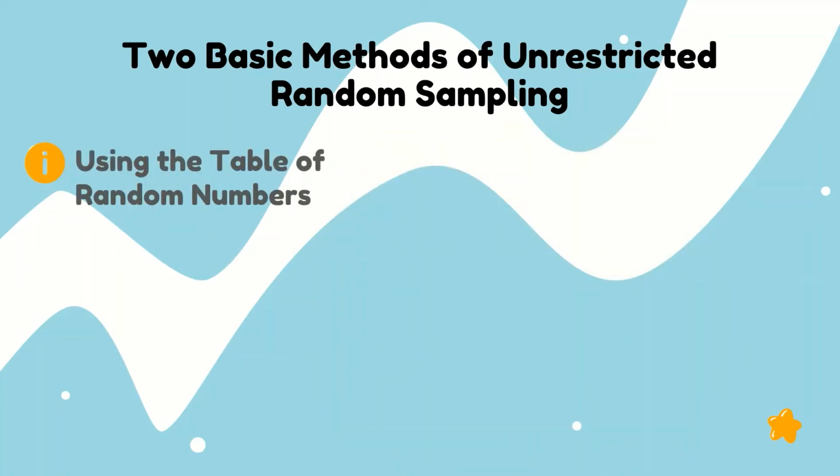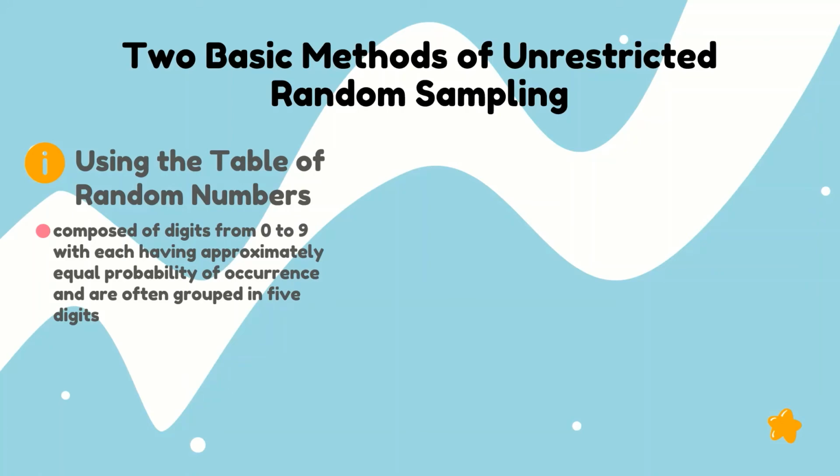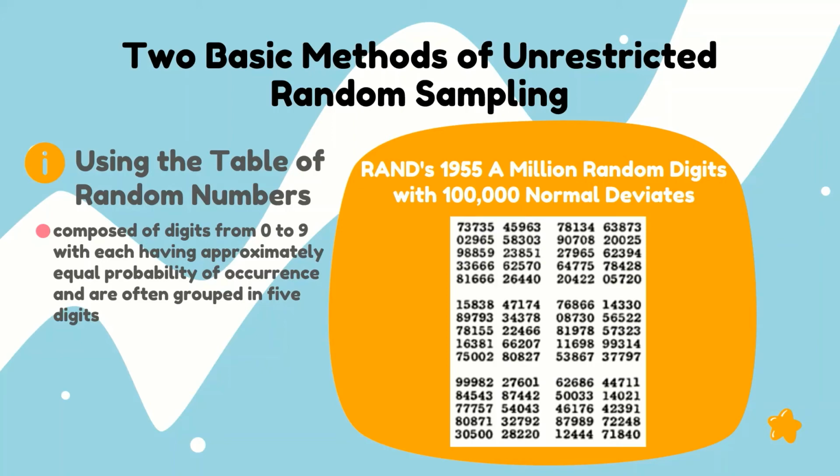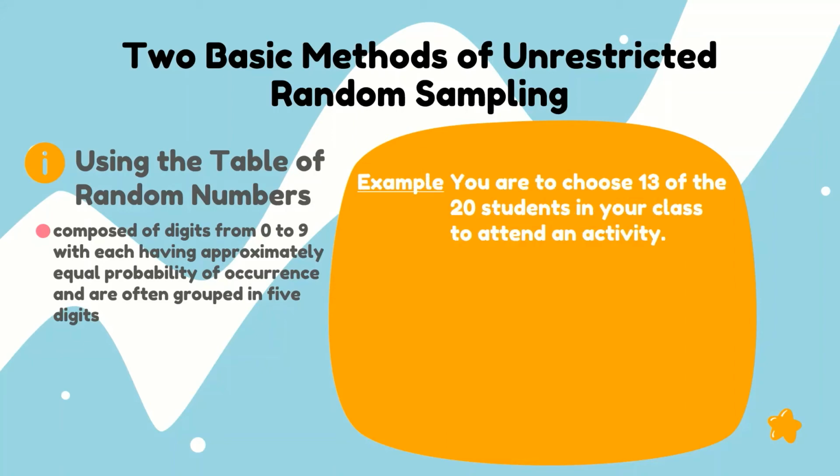Another method of simple random sampling is by using the table of random numbers. A table of random numbers is composed of digits from 0 to 9, with each having approximately equal probability of occurrence and often grouped in 5 digits. This is an example of the table of random numbers from Rand's 1955, A Million Random Digits with 100,000 Normal Deviates. But how are we going to use this?